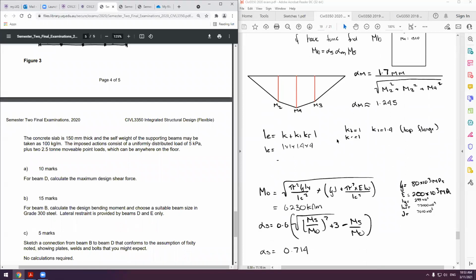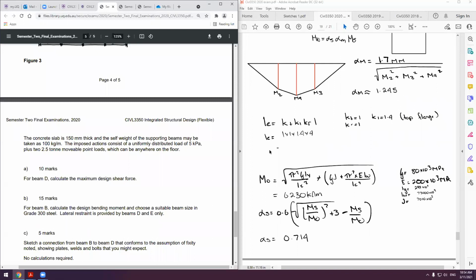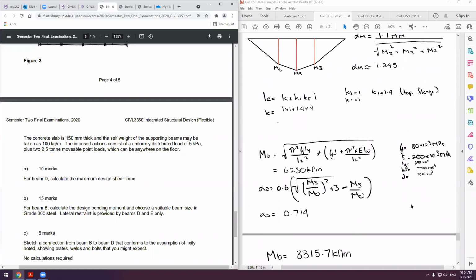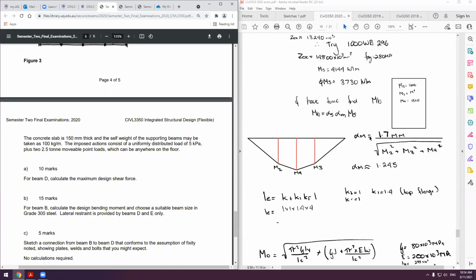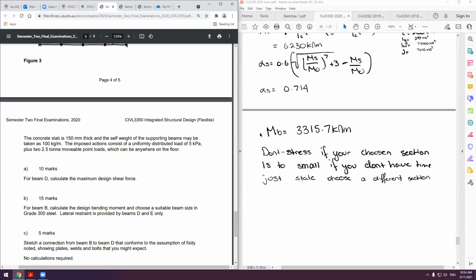And to get alpha S, you have to go through and calculate my favorite question from steel, which doesn't actually fit in our calculators. So we calculate our effective length, which is K T, K L, K R L. K T is always 1, K R is 1, and K L is 1.4. So just assume all our loads are on our top flange, because that's where it's all applied. Insert that into this M o equation, which gives 6,230 kilonewton meters, and then use that to calculate alpha S, which comes out as 0.714. Then when inserting that all back into this original equation, we have that phi M B is 3,315.7 kilonewton meters.